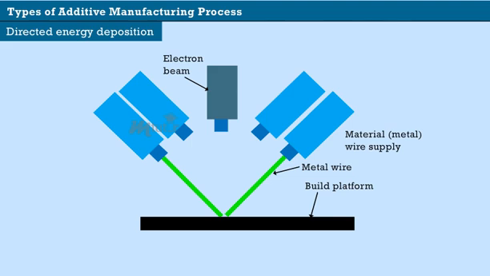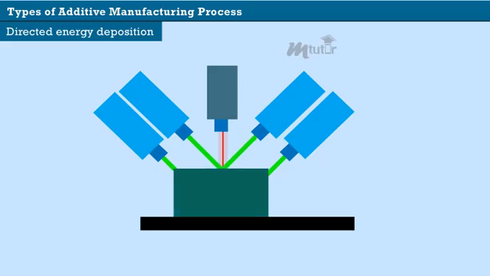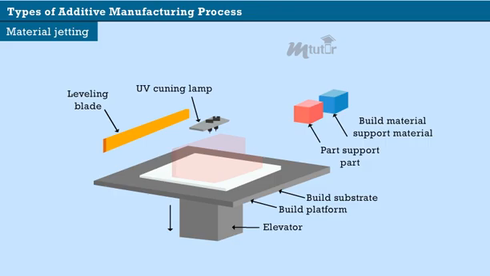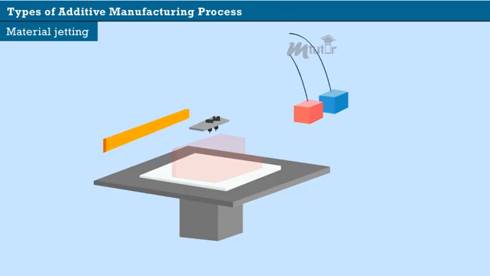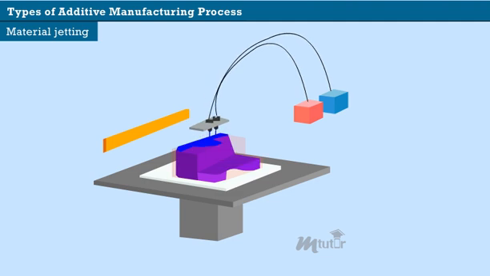Directed energy deposition. In this method, material is deposited on the surface from any angle due to 4 and 5 axis machines and is melted upon deposition with a laser or electron beam. Material jetting. In this method, the material is jetted onto the build surface or platform, where it solidifies and the model is built layer by layer. Material is deposited from a nozzle which moves horizontally across the build platform. Layers harden as they cool or are cured by ultraviolet light.